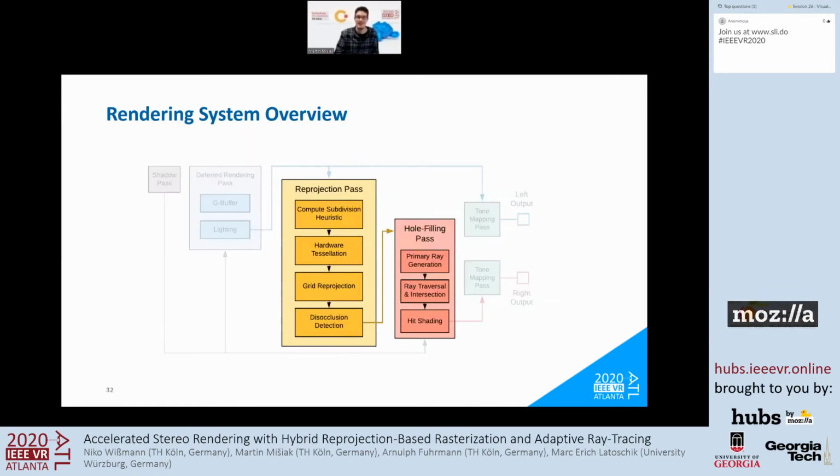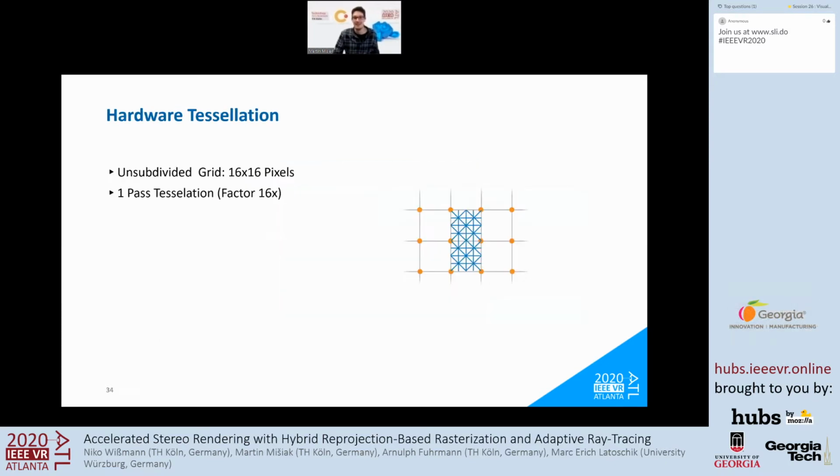Right, so once the grid cells are marked, the subdivision can take place. We implemented this step with the help of the hardware tessellator, as it offers superior performance in comparison to a geometry shader. Each marked grid cell is tessellated only once and with a factor of 16. When applied to our starting grid resolution of 16 by 16 pixels, this results in a one-to-one mapping.